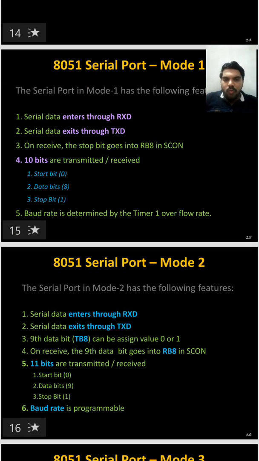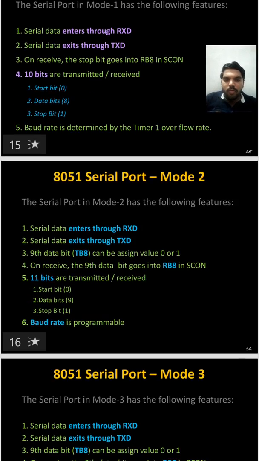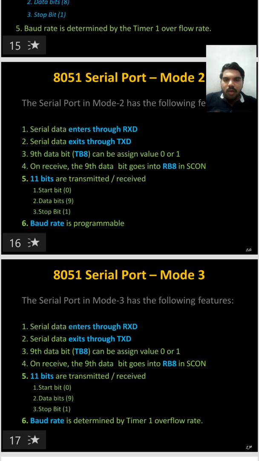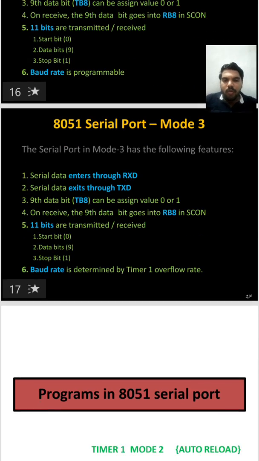Next, mode 2. Mode 2 is the same process as mode 1, except that in mode 2 we use 11 bits instead of 10. In mode 3 it is the same thing. We have to identify what is mode 2 and mode 3. The similar process is followed in both, but the basic difference is in the baud rate: in mode 2 it is programmable, and in mode 3 the baud rate is driven by timer overflow.